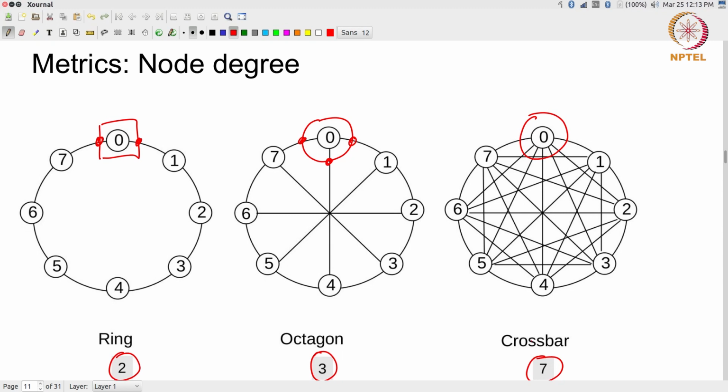So, in some ways, what would you say about node degree? What is desirable? Higher the better, right. So, the higher the node degree the better, because it means that I have more choices in terms of where to send the data next. Okay. But from a hardware point of view, higher may not be good. From a communication point of view, higher is good.